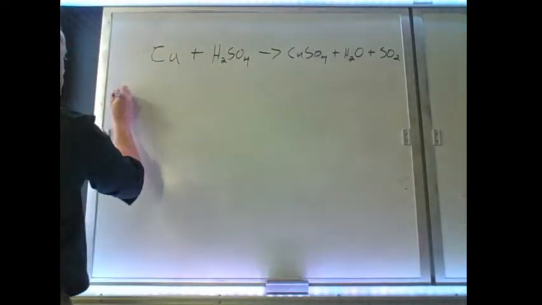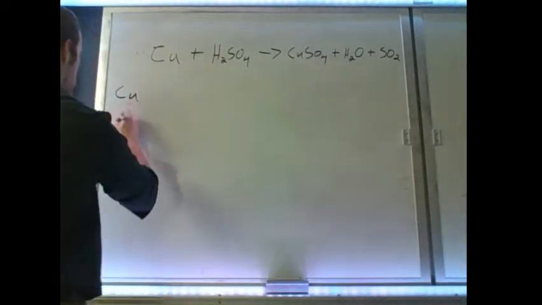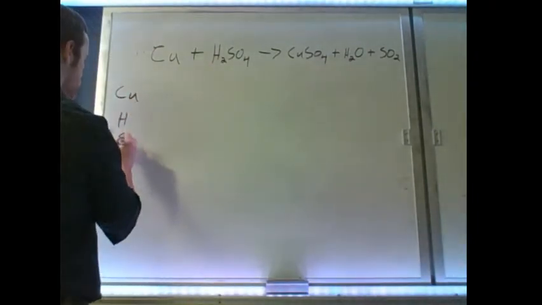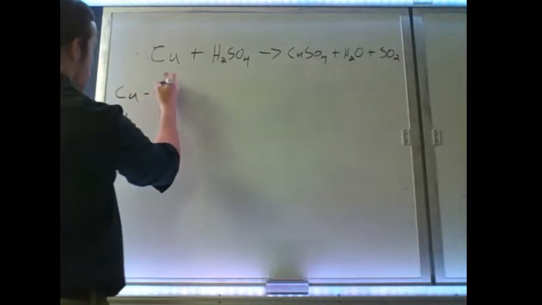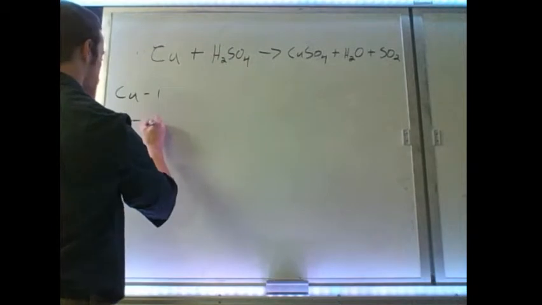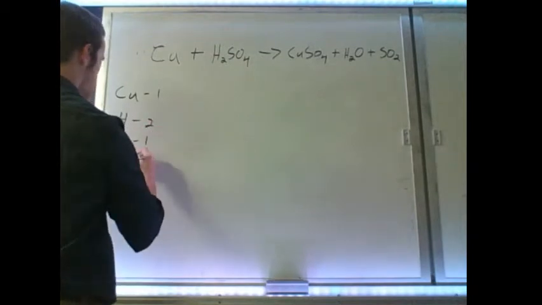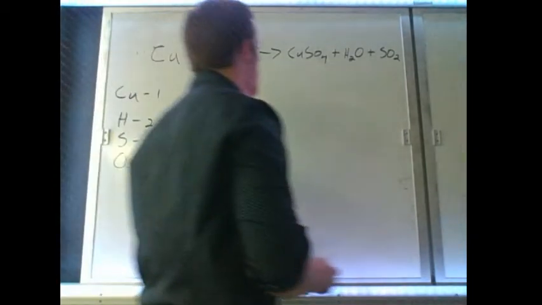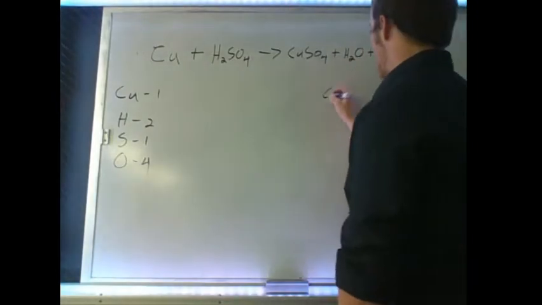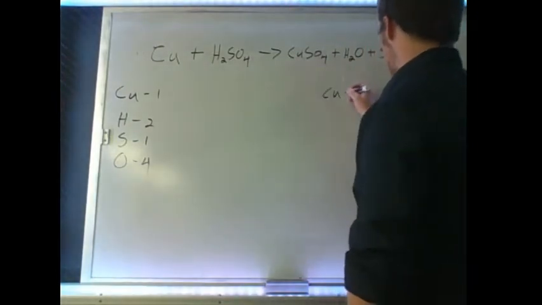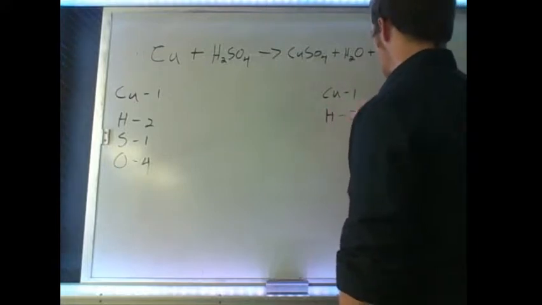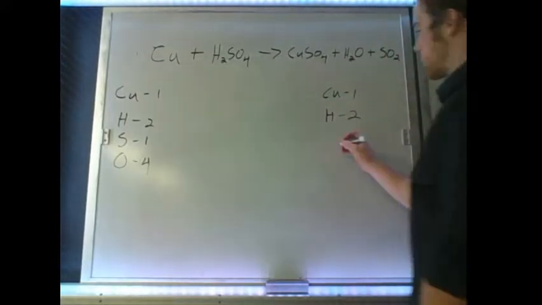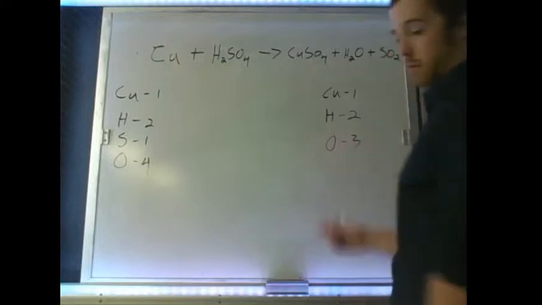So since we got a lot of stuff to keep track of, again, using the tallying system, I have copper, I have hydrogen, I have sulfur, I have oxygen. So how many coppers do I have on the reactant side? I have 1. Hydrogens, I have 2. Sulfurs, I have 1. Oxygens, I have 4. On the product side, coppers, I have 1. Hydrogens, I have 2. Oxygens, I actually have 3.